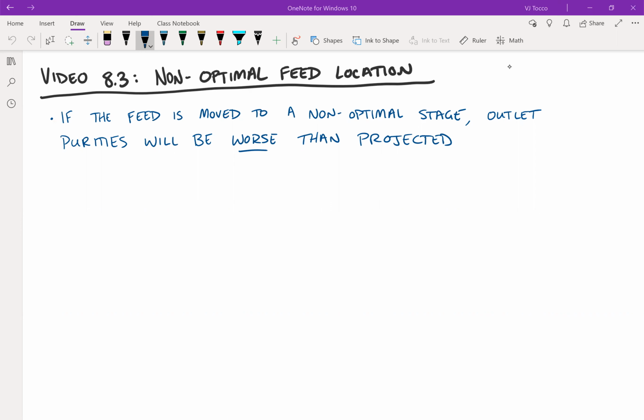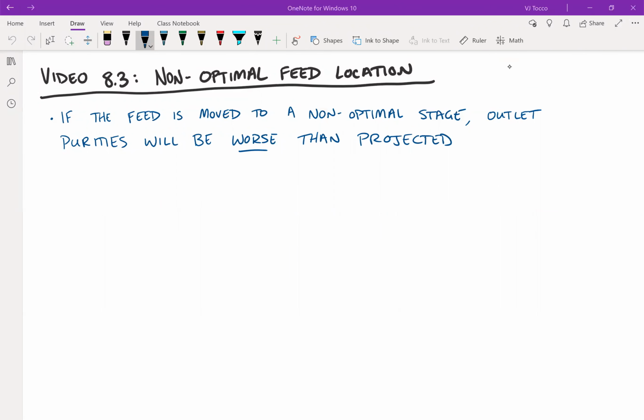But it can be useful to predict what would happen if, for example, next semester in your Unit Ops 2 course, you'll be using a distillation column, and you'll have the freedom to put the feed on whichever stage you like. So it's useful to be able to predict what purities will occur. And I just said the key words.